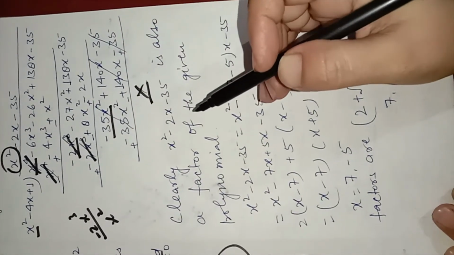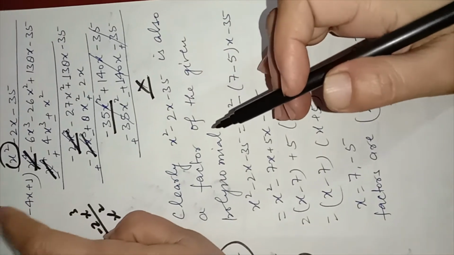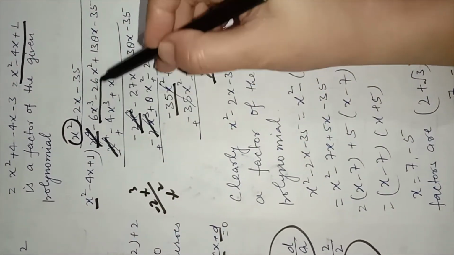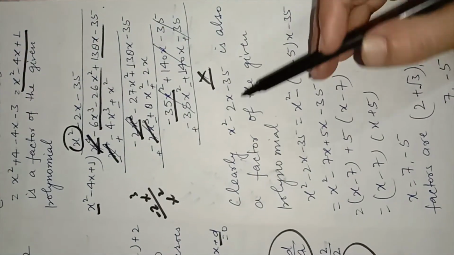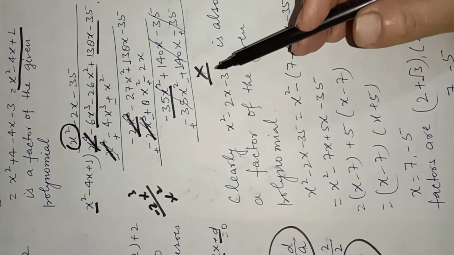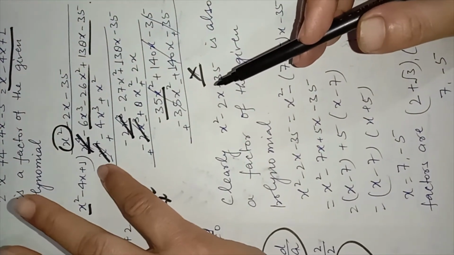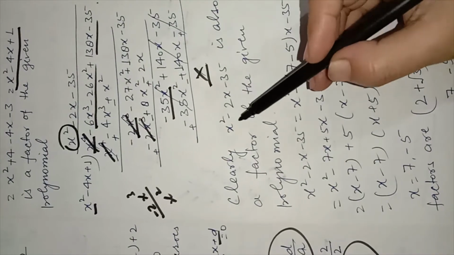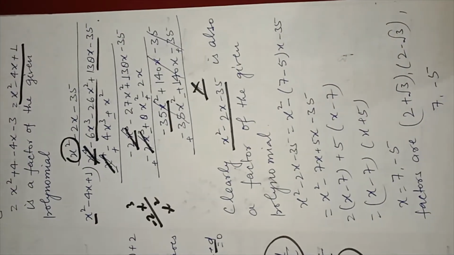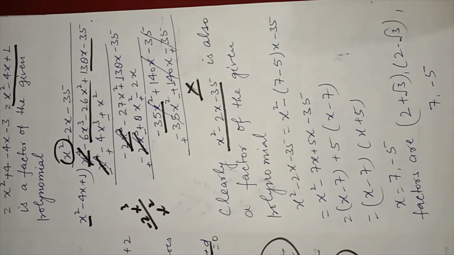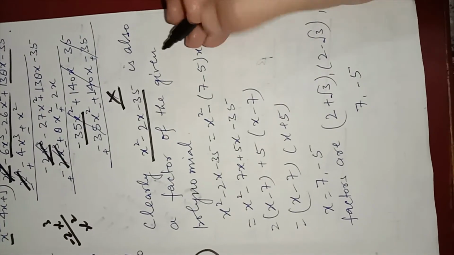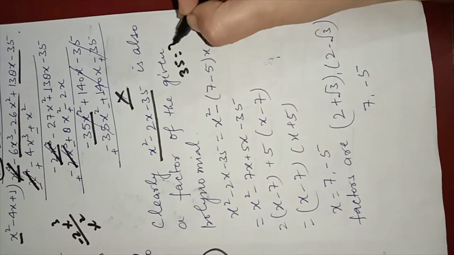So the divisor and the quotient both are factors of this dividend. Now we will get two factors of this polynomial. One is x square minus 4x plus 1 and the other is x square minus 2x minus 35. It is a quadratic polynomial, so we can further solve it by splitting the middle term. For splitting the middle term, we will take the factors of 35. The factors of 35 are 7 and 5.